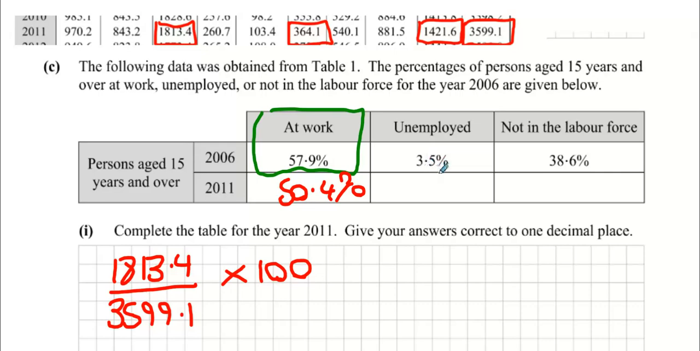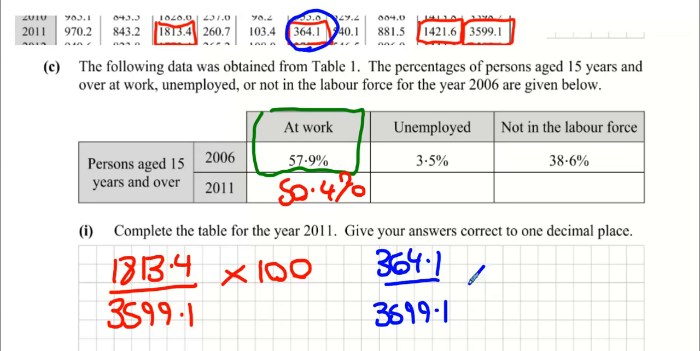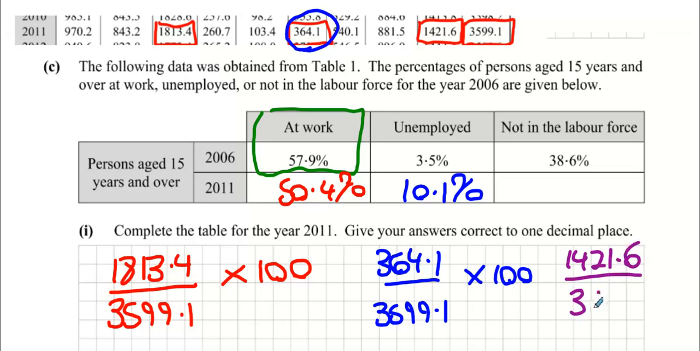Second answer is the unemployed, which I think is this number here. 364.1 divided by 3599.1 multiplied by 100. And could you confirm that that's 10.1%? Okay. And finally, the purple one, not in the labour force, would be my 1421.6 divided by my 3599.1 multiplied by 100. What do you get? 39.5.